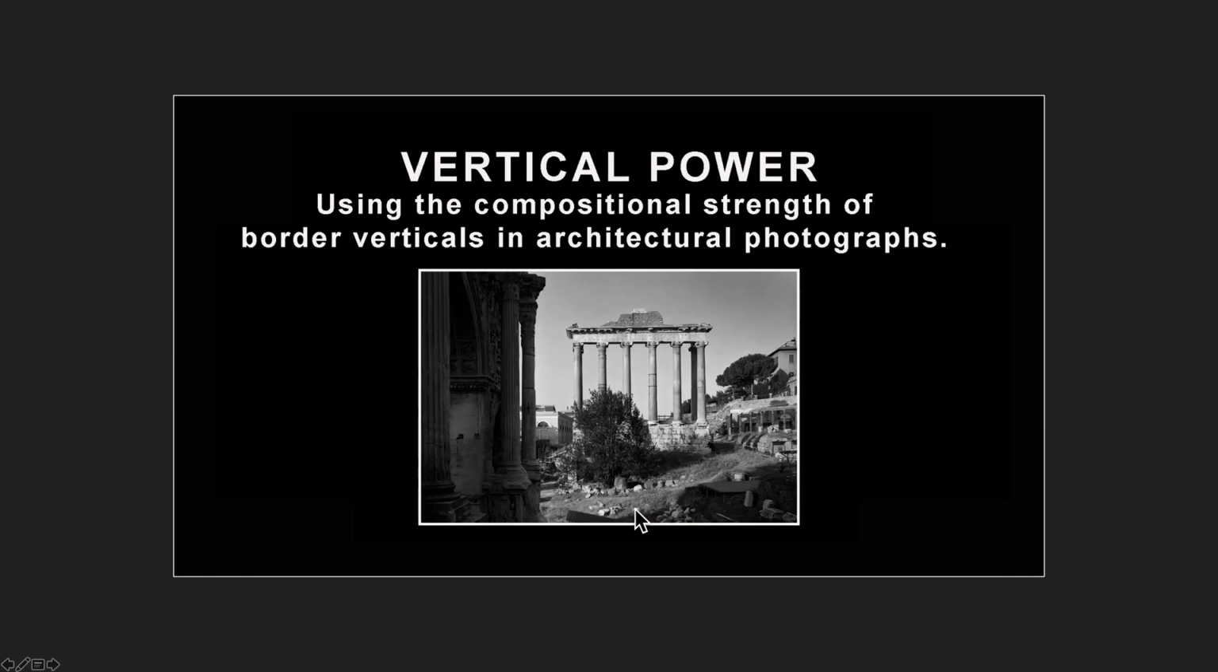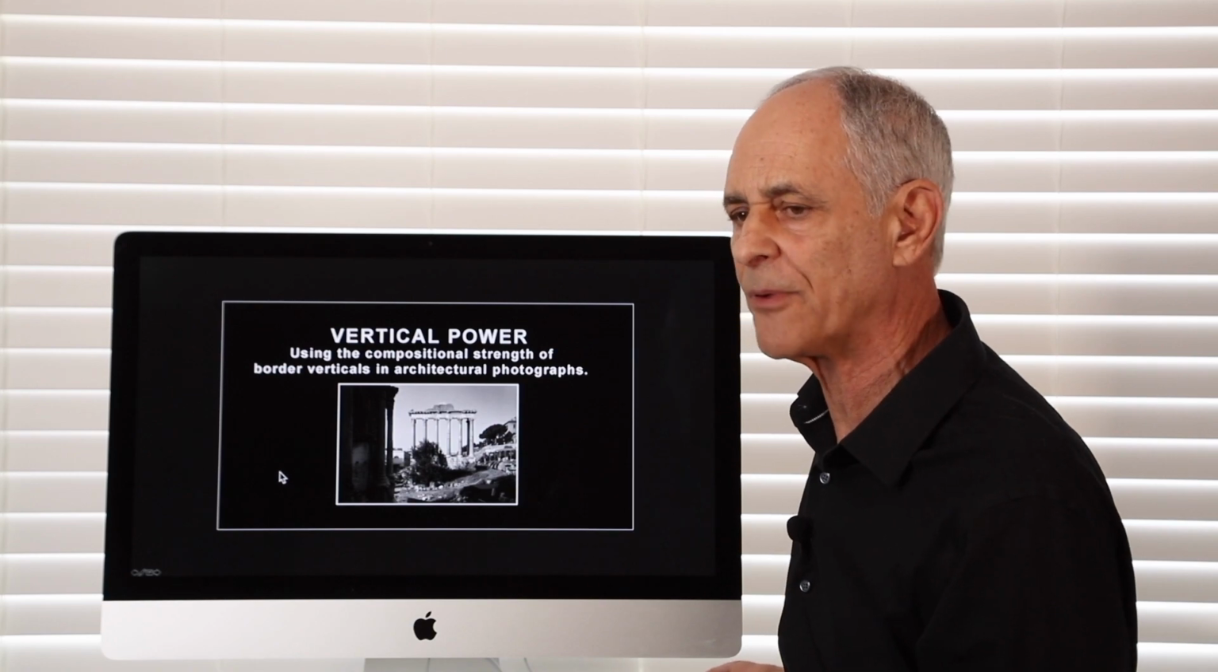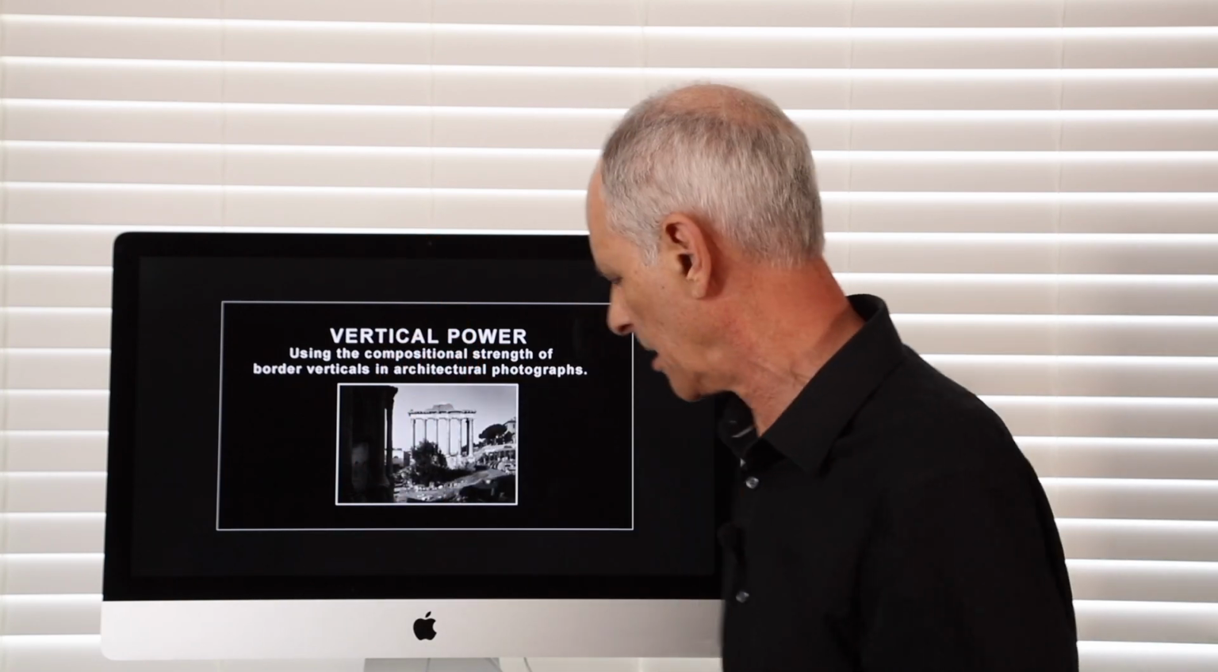Now, if you'd like a deep dive on using verticals to establish compositional order, take a look at Vertical Power: Using the Compositional Strength of Border Verticals in Architectural Photos. It's another video that I have that I think will really help you in understanding how to use what the French call repoussoir elements, vertical elements to give order and stability.